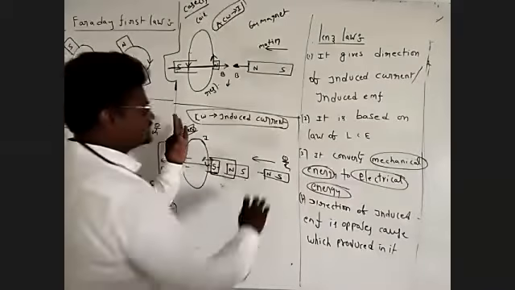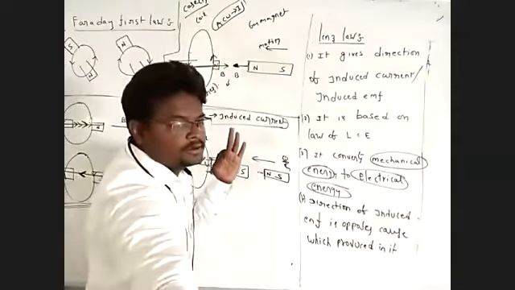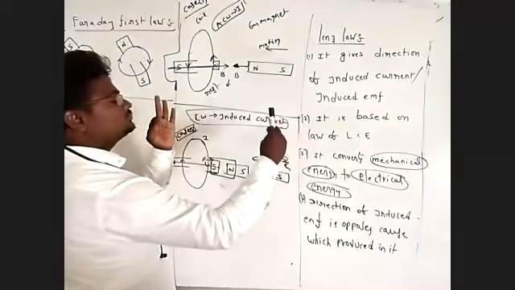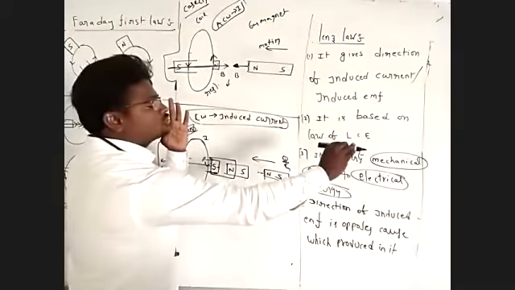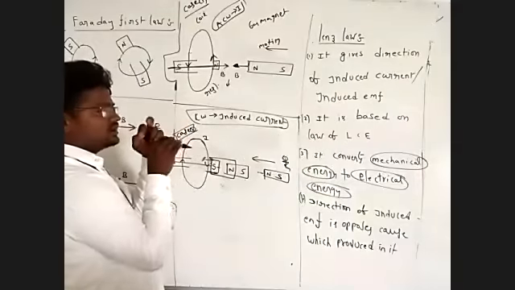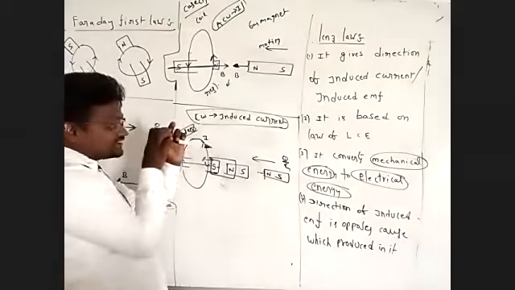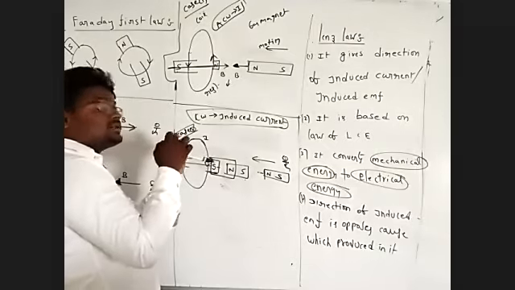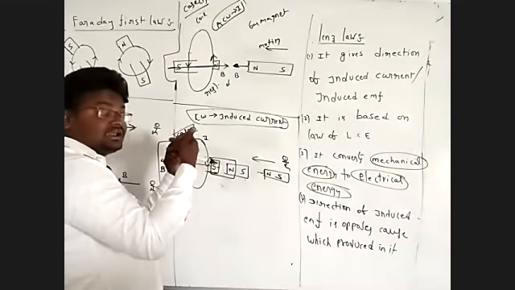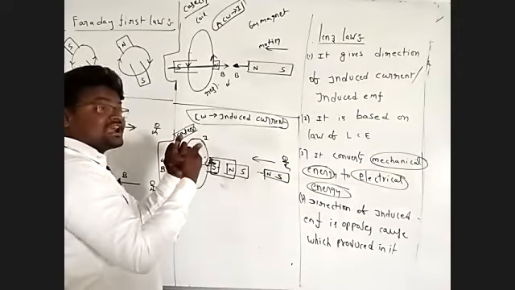Now this is a ring, this is a bar magnet. The north pole of the bar magnet is moving towards a coil, changing the flux lines linked with the coil. Induced EMF and induced current are set up in the coil. Let's say the current in the coil is in a clockwise direction.